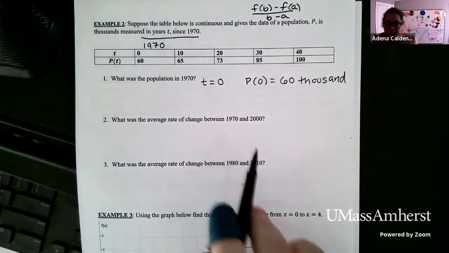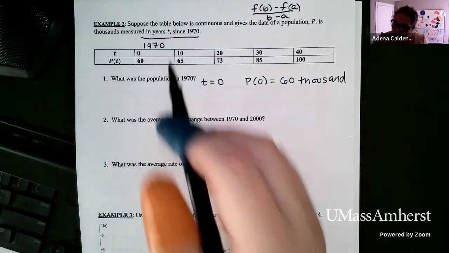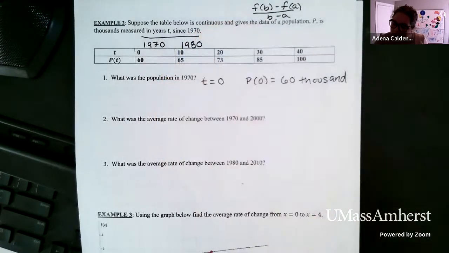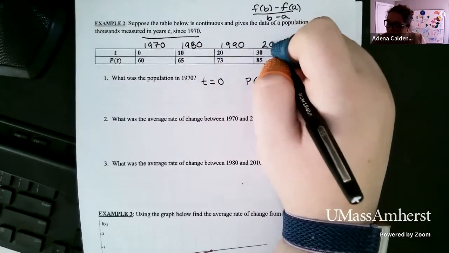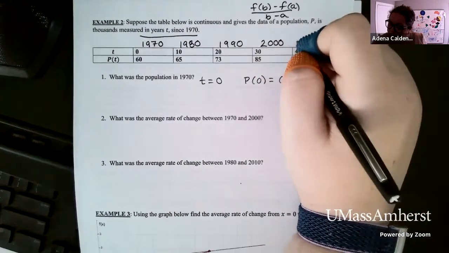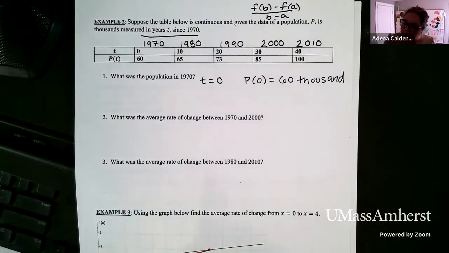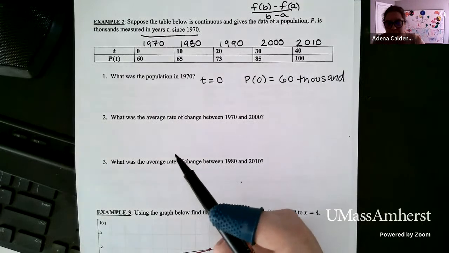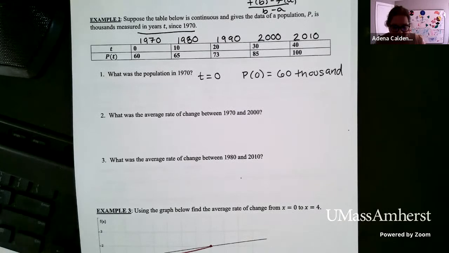Since we're going to be dealing with years later, we can go ahead and write the years down the table so we know what we're looking at. So 10 years after 1970 is 1980, 20 years is 1990, 30 years is the year 2000, and 40 years is 2010. Those are the corresponding years if we convert the years in relation to 1970. Now, for number 2, we want to know the average rate of change from 1970 to 2000.